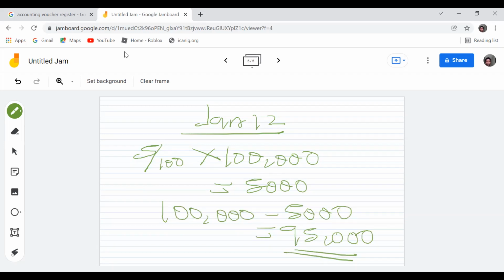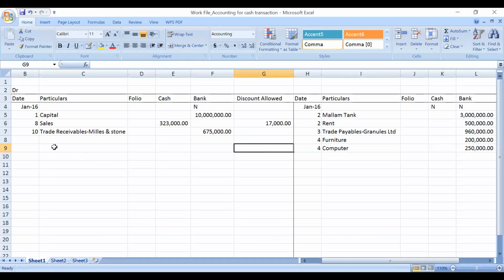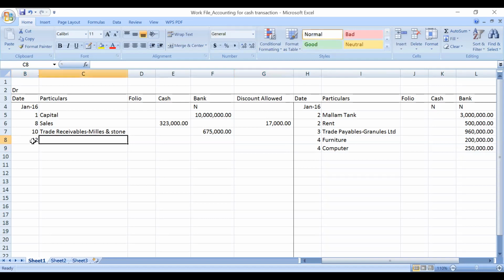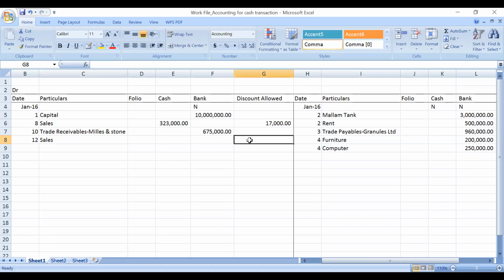So we are going to say, that is on the 12th, right? On the 12th, sales. I'm not calling it receivable because he has paid in full. He's not owing the organization. Discount of 5,000. Then he paid by cash of 95,000. So that's it.